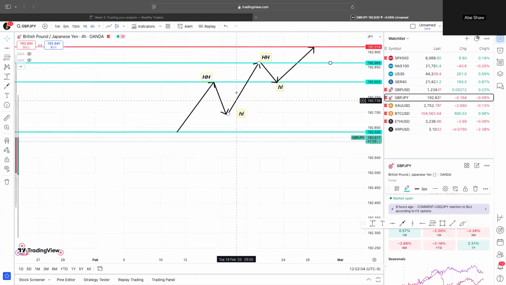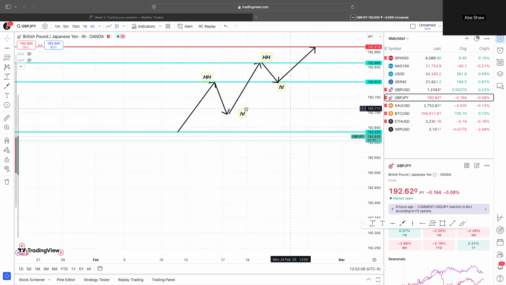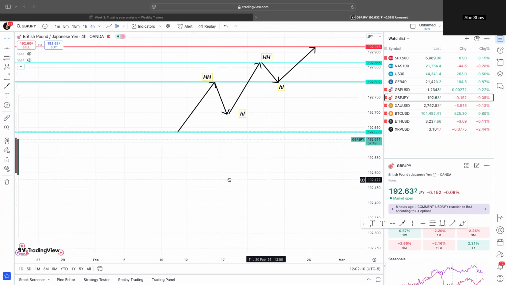But all right, so we have our uptrend. We understand what our higher high points are and our higher low points are. The market meets a resistance area.